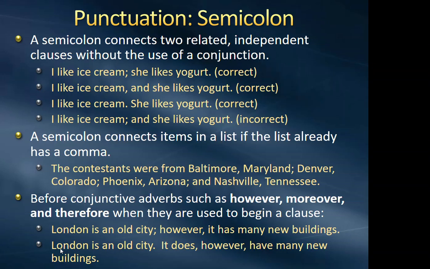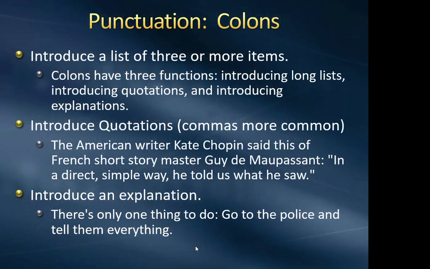You can use "however" in the middle of a sentence like we saw in the last lesson. You can offset it with commas: "London is an old city. It does, however, have many new buildings." So in this case, it's not being used as a conjunctive adverb. It's thrown in there as extra information. It's not connecting an independent clause to the clause before.